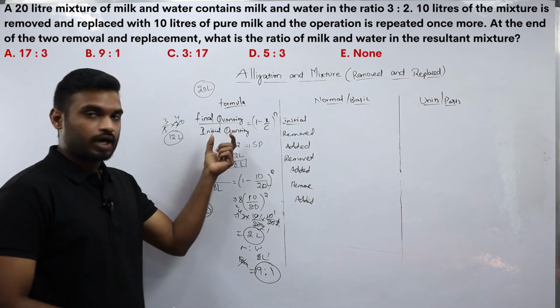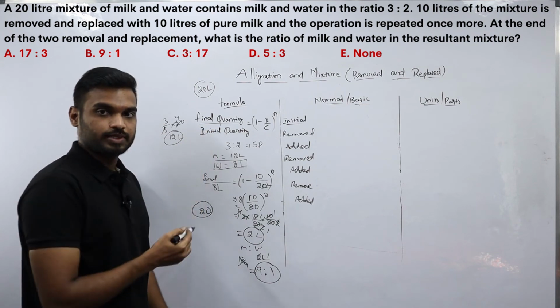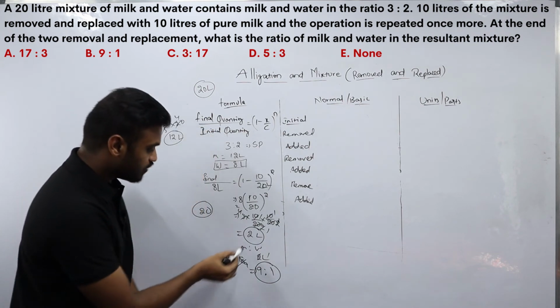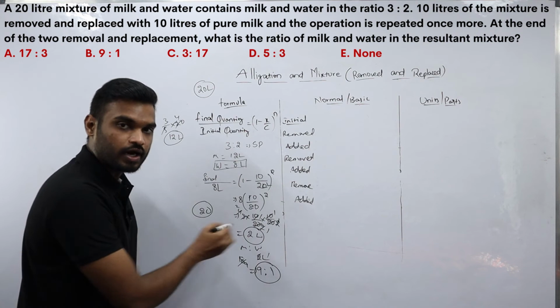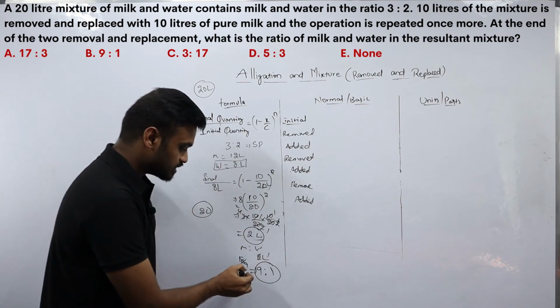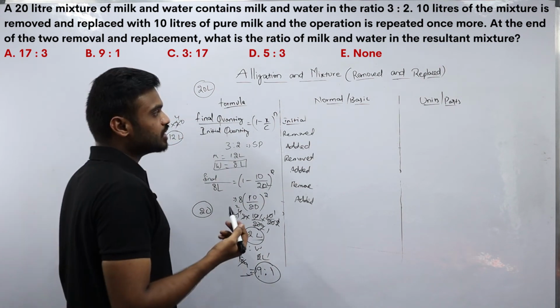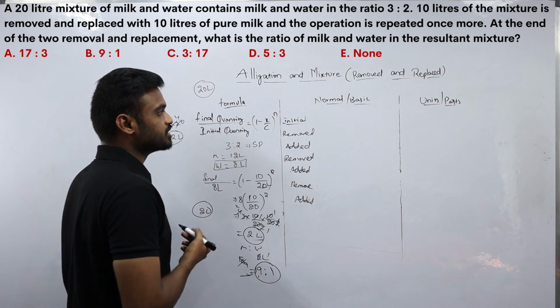Okay, here the quantity removed and replaced is the milk quantity. So the final and initial must be the quantities of water. Okay, here we have to find out the final quantity of water in the mixture, that is 2 liters. Now what is the quantity remaining? That is 18 liters of milk. Okay, now what is the ratio? 9:1. Okay, now let's see how to solve the same problem using the normal or basic method.